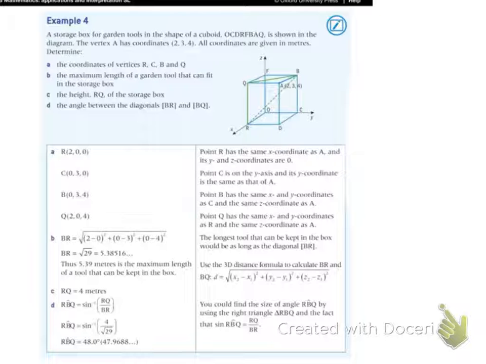In this example 4, you can see that they drew a three-dimensional box. It says the dimensions of the storage box for garden tools in the shape of a cuboid are shown in the diagram. The vertex A has the coordinates of 2, 3, 4. All coordinates are given in meters. So find the coordinates of R, C, B, and Q. Well, A is here, at 2, 3, 4. Remember, X comes out of the board at you. Y is the one that runs horizontally on the board, and Z is going up and down on the board.